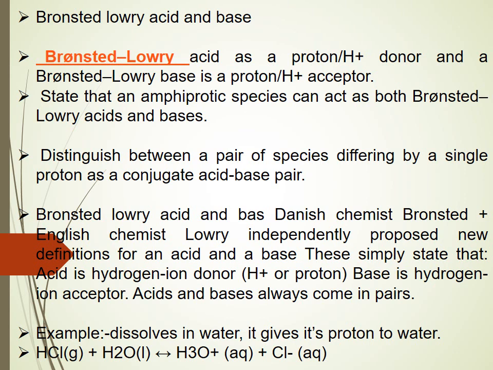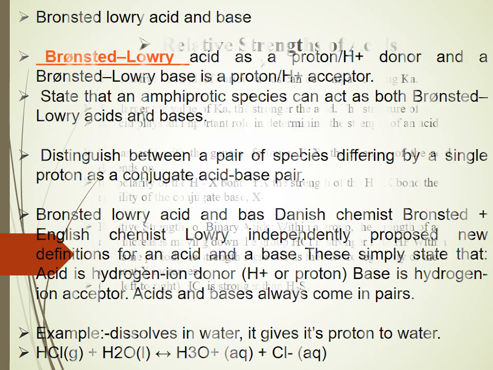Bronsted-Lowry acids and bases. Danish chemist Bronsted and English chemist Lowry independently proposed new definitions for acids and bases. These simply state that an acid is a hydrogen ion donor, that is H plus or proton, and a base is a hydrogen ion acceptor. Acids and bases always come in pairs. Example, HCl dissolved in water gives a proton to water: HCl plus H2O gives H3O plus in aqueous medium plus Cl minus in aqueous medium.